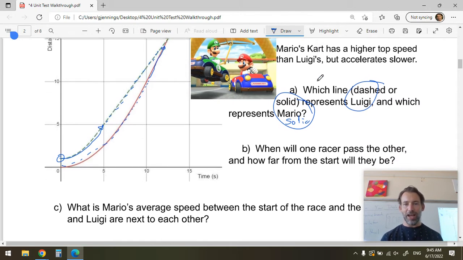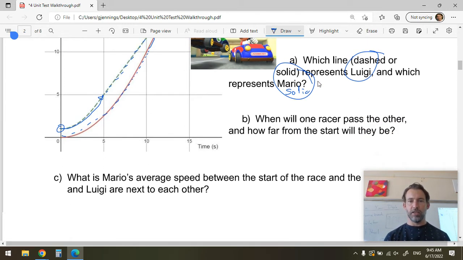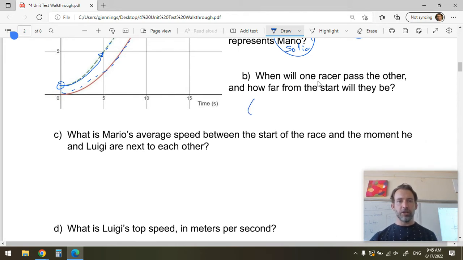When will one racer pass the other? Well, they pass when the two lines intersect. So they pass at 15 meters, and this is exactly at the halfway point between 10 and 15, or 12.5 seconds. I accepted 12, I accepted 13 as answers, so no problem there. If you were like, oh, that's 12, that's 13, it's 12.5. It's exactly halfway between 10 and 15. Okay, so they would pass each other at 12.5 seconds, 15 meters. That's a point in time and space.